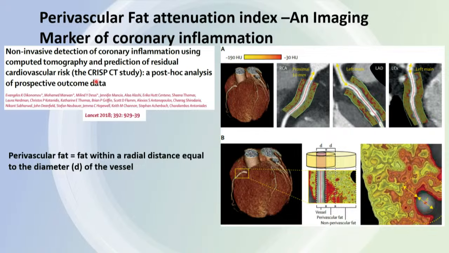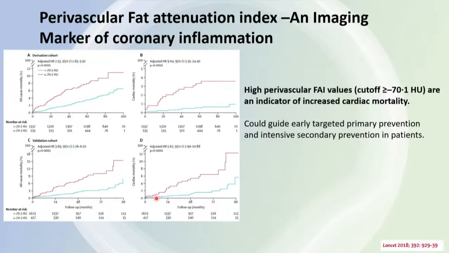It's called the CRISP CT study, where they looked at perivascular fat attenuation index in the proximal RCA, proximal LAD, and proximal left circumflex. Now, what is perivascular fat? It's defined as fat which is within a radial distance equal to the diameter of the vessel.